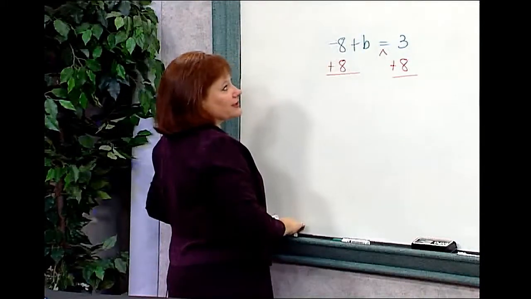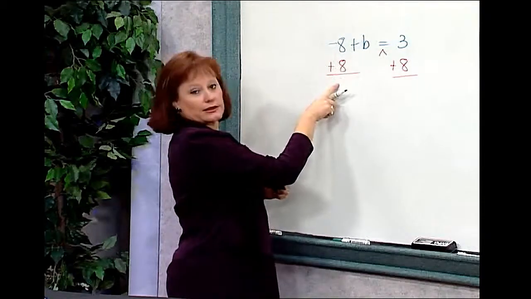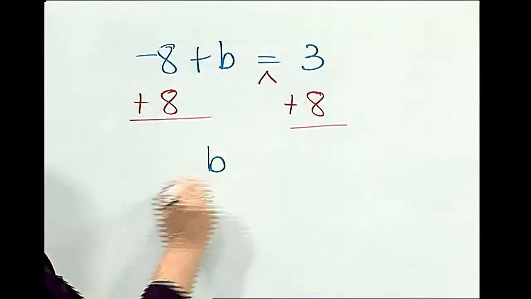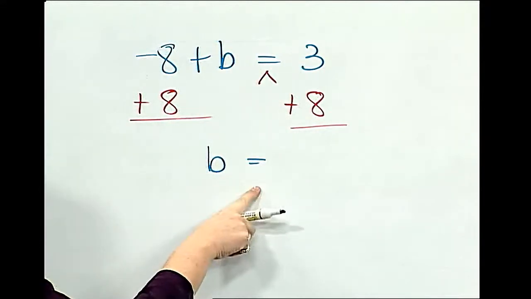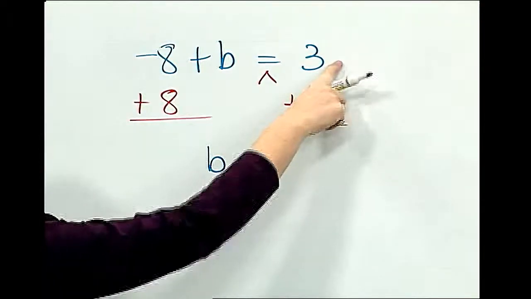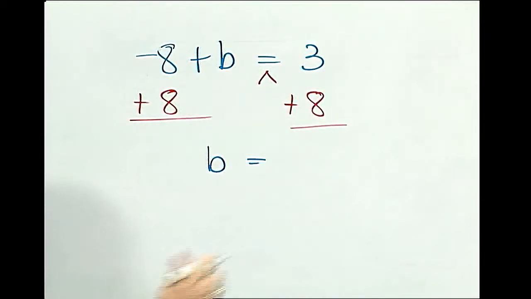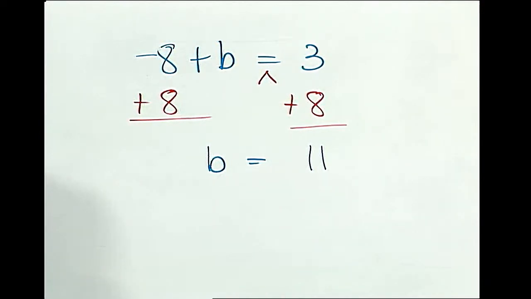When I do this process, I'll notice that -8 plus 8 is equal to 0. So these cancel each other out, and I'm left only with b on the left-hand side of the equation. My equal sign will carry down. I'm going to keep that equal sign lined up. And I notice that on the right-hand side, I've got 3 plus 8 now. And 3 plus 8 is equal to 11. So it appears as if 11 is the solution to this equation.